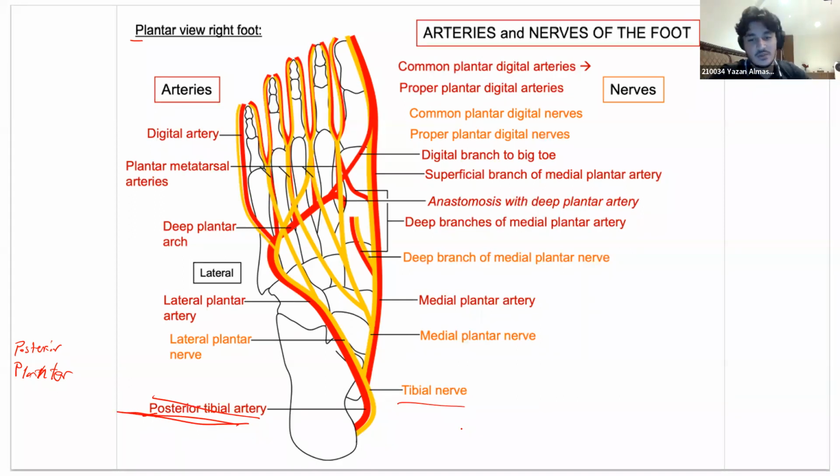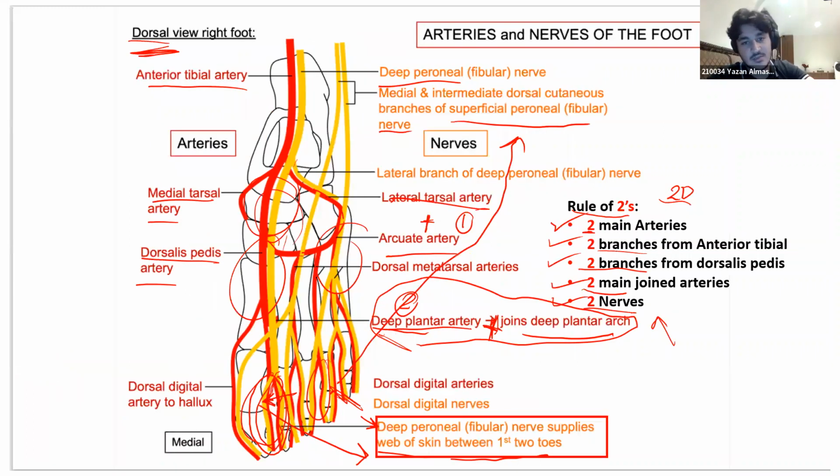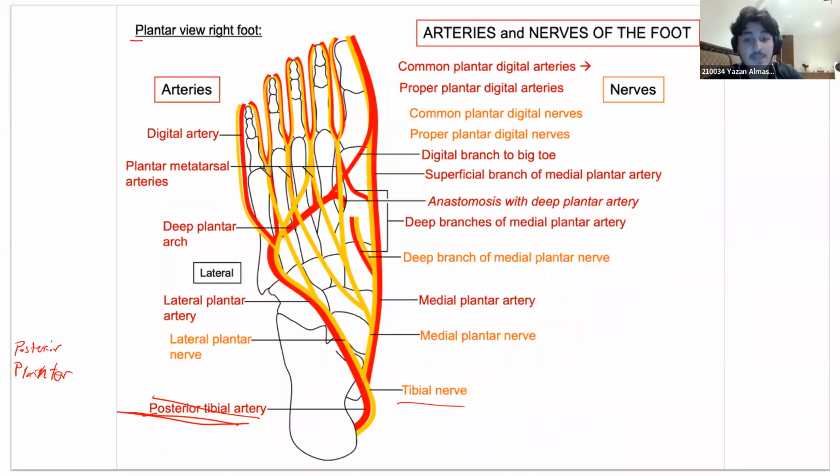But I don't want you to think of it this way, because here it's also anterior tibial. You might think it's a tibial nerve, but no, because of the rule of twos, we have two nerves: the deep peroneal and the superficial peroneal nerve. So we have the posterior tibial artery with the tibial nerve. These are the major blood supply and nerve supply.